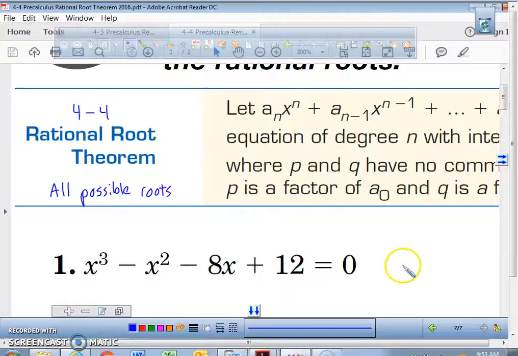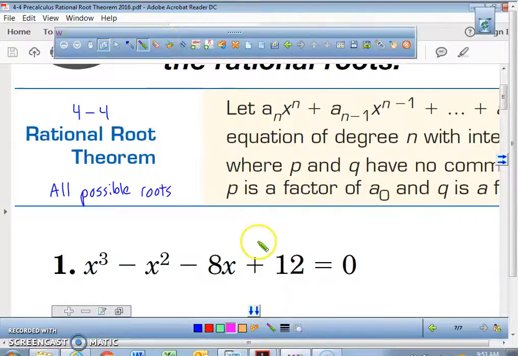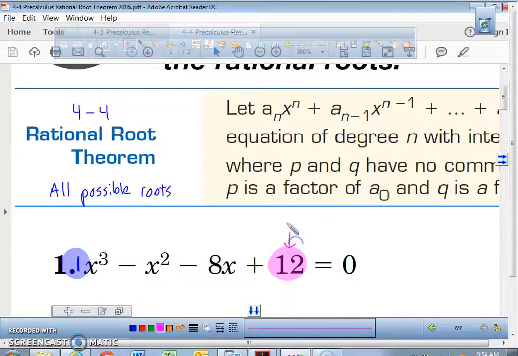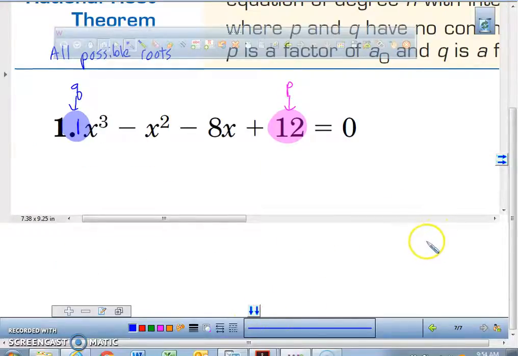So the rational root theorem, and like I said, don't write all this down. What we're going to do is label some things. I want you to understand that there's a coefficient in front of the x, even though you can't see it. Put a 1 there. Label this number as the variable p, and label this variable q. If you read through this, you'll see it says p is a factor of this.